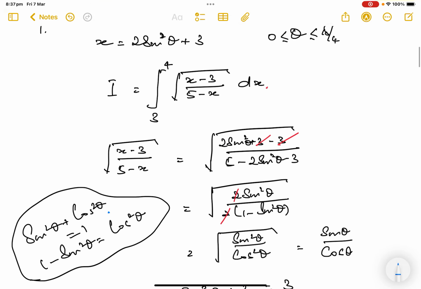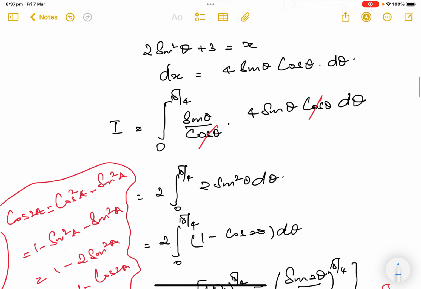What is left? The dx. We need to change the dx in terms of theta. 2 sine squared theta plus 3 equals x, because that's the substitution. So differentiate x with respect to theta, giving dx. On this side, keep the 2, then the differential of sine squared theta is 2 sine theta, then the differentiation of sine theta is cos theta. So 2 times 2 is 4 sine theta cos theta d theta. So this is the dx. We found dx in terms of theta as well.